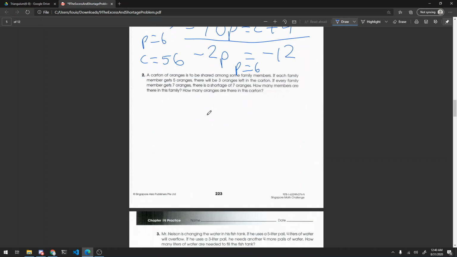All right, let's do another problem. A carton of oranges is to be shared among some family members. If each family member gets 5 oranges, there'll be 3 left in the carton, so an excess of 3. If every family member gets 7 oranges, there's a shortage of 7 oranges. How many members are there and how many oranges are there?